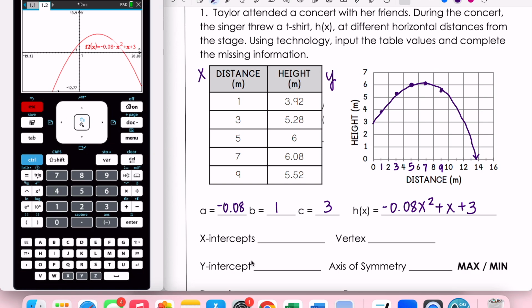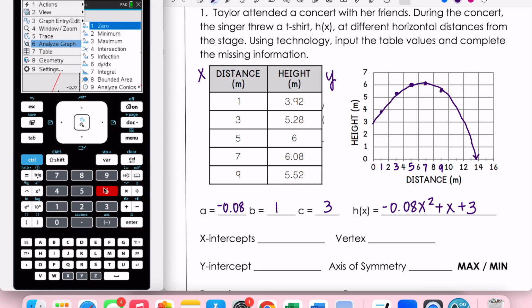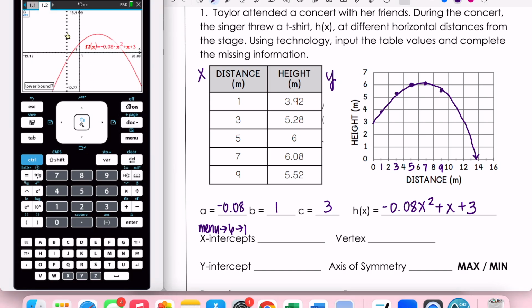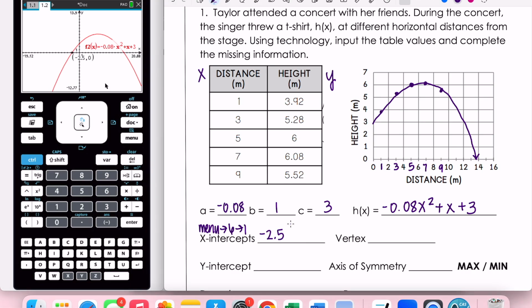Now, the first thing this graph is asking us for are the x-intercepts. So we're going to go ahead and press menu, 6 to analyze graph, and remember our x-intercepts, again, are menu, 6, 1. So I'm going to go ahead and press 1 for zero. I'm going to look at my first x-intercept. I'm going to place that dashed line on the left side of my x-intercept. I'm going to press enter and then scroll over. So here my first x-intercept is at negative 2.5.